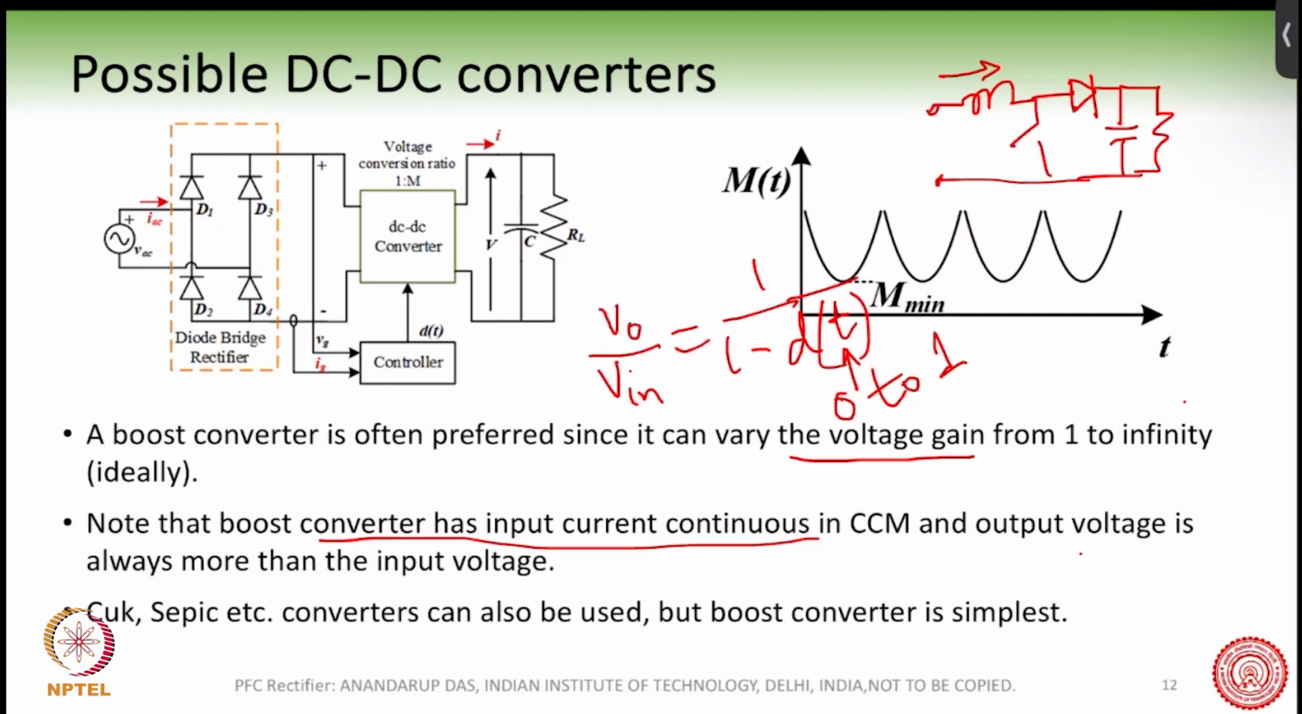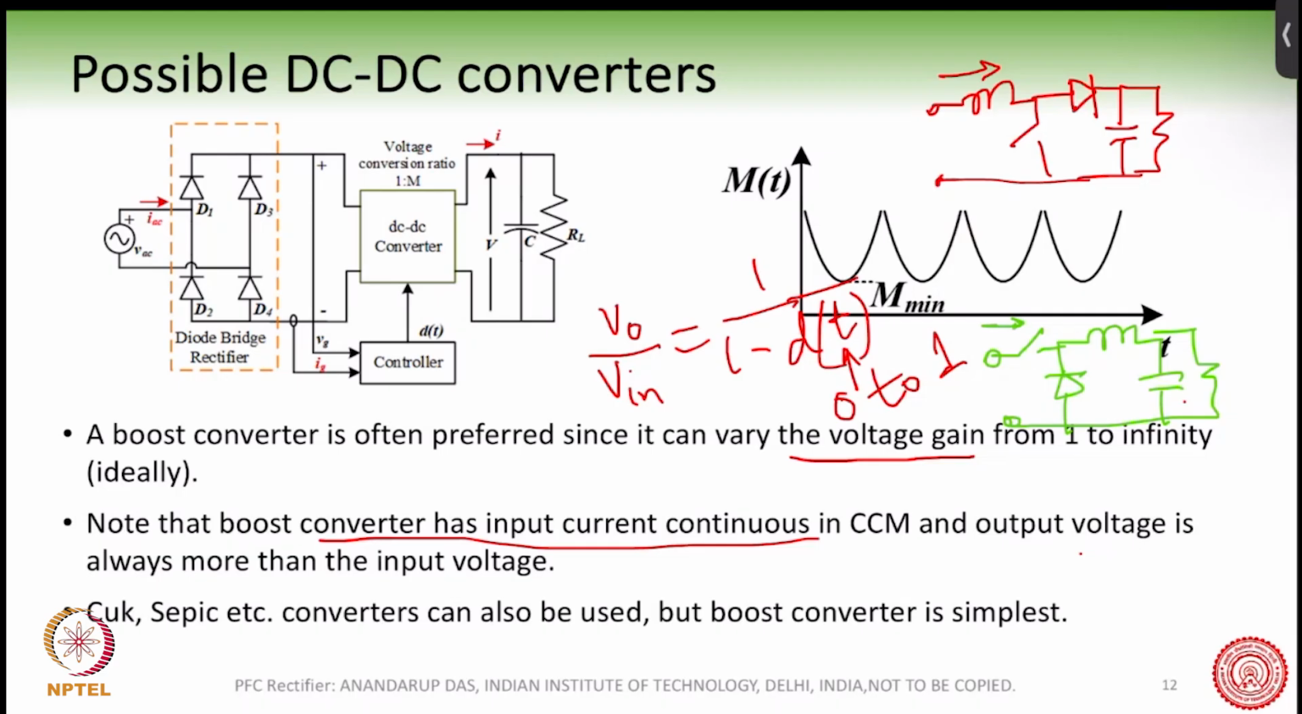But this is not the case if you take a buck converter. The buck converter looks like this. Here you can see that when the switch is on, the source current is flowing, but when the switch is off, the source current is off. Which means the source current is discontinuous.